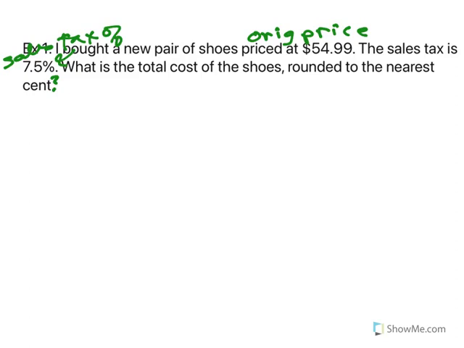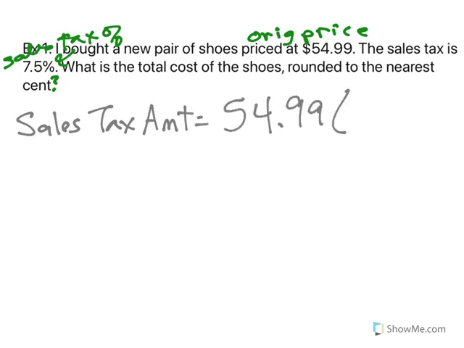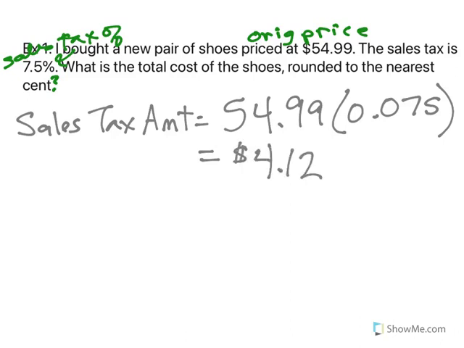So the first thing we can find is the sales tax amount. So we can do that by taking the original price, multiplying that by the sales tax percent, changed to a decimal, please excuse me. So when I do that, I'm going to round to the nearest penny, and I get $4.12. So the sales tax that I am paying on my shoes is $4.12.